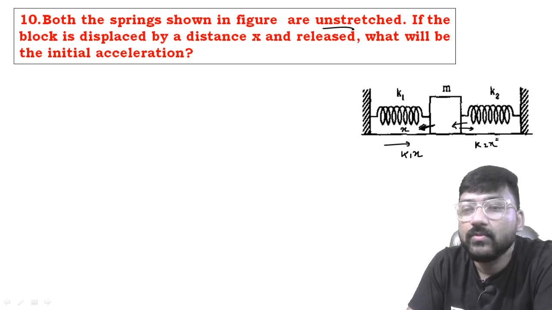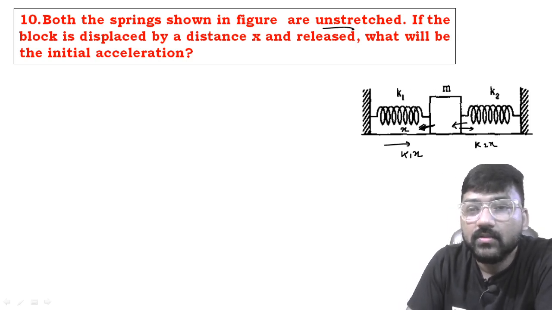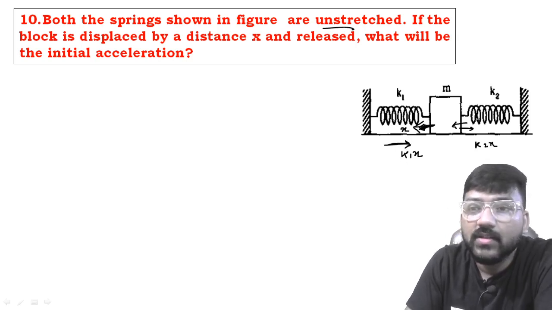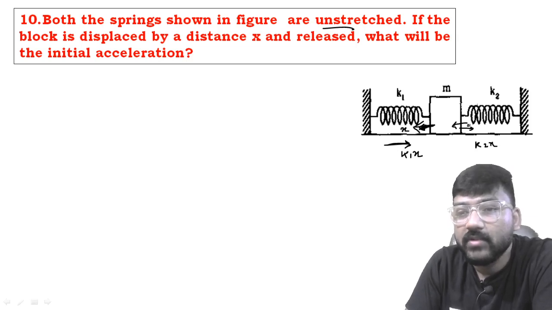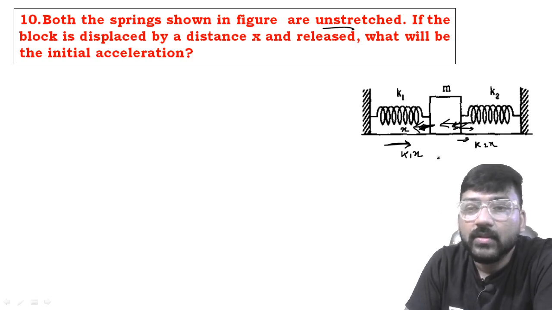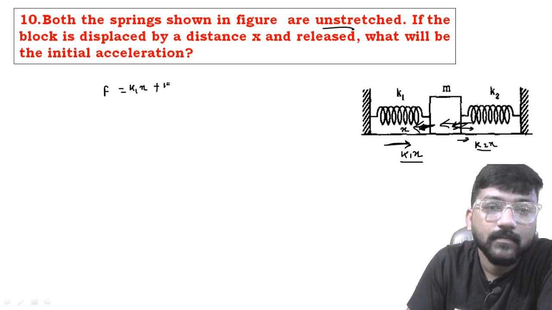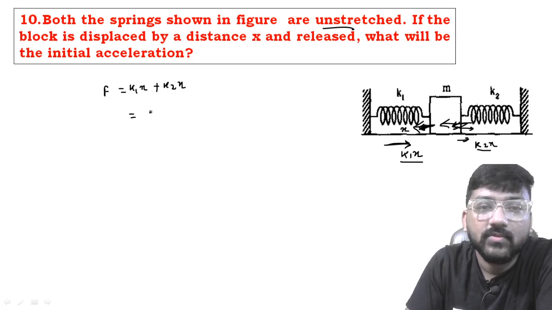Because you know, the restoring force will always be developed in the opposite direction to that along which the spring is elongated or compressed. So for the first spring, the compression is along the leftward direction, so the force will be along the rightward direction. For the second spring, the extension will be in the left direction, so the restoring force will be in the right direction. That means these two forces k1x and k2x acting on m will be in the same direction. So the net force F is just k1x plus k2x, that means k1 plus k2 into x.